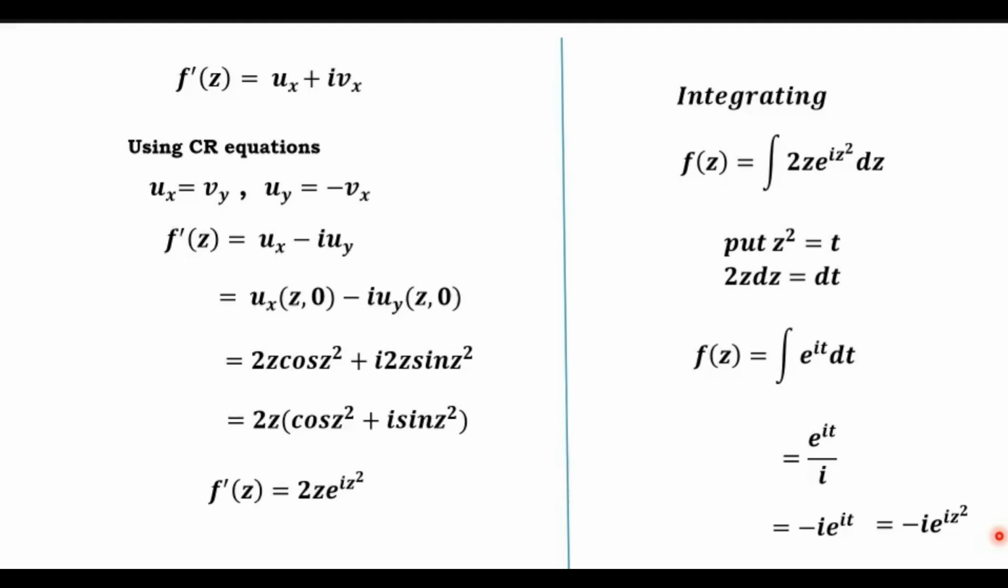ठीक है, सेकेंड पार्ट भी हो गया. पहला पार्ट हमने प्रूव किया कि u is harmonic. Second one we have calculated f of z, the analytic function f of z. तो यहाँ पे हमने substitution method अप्लाई किया है to integrate this function.